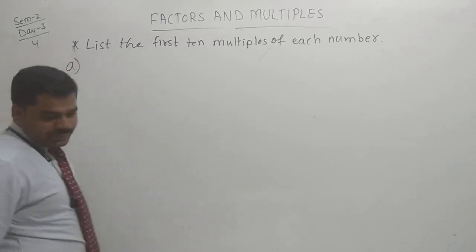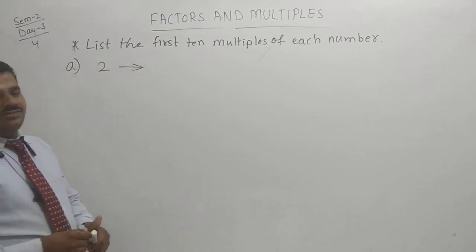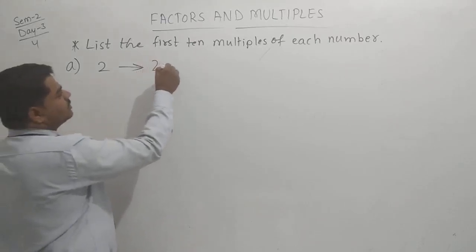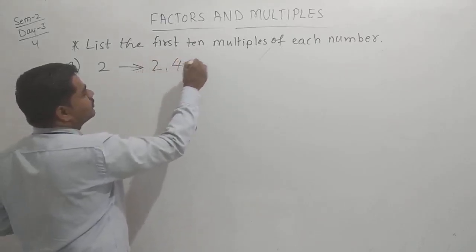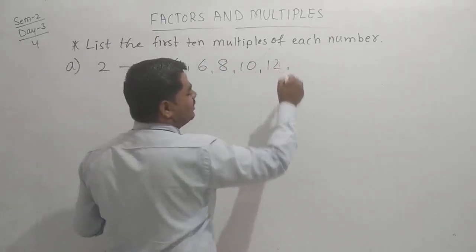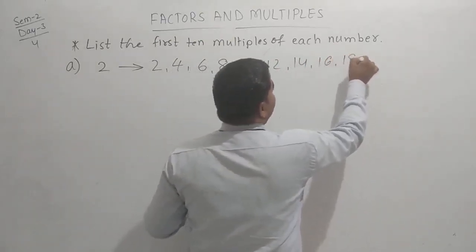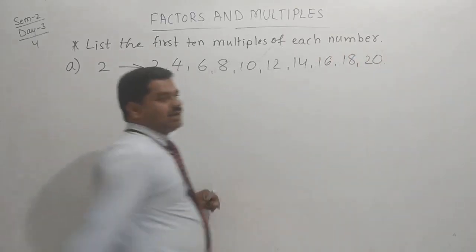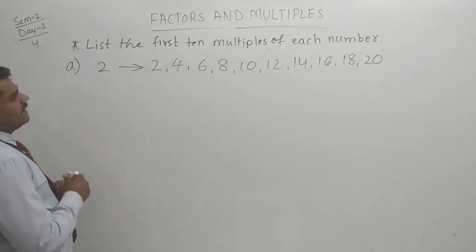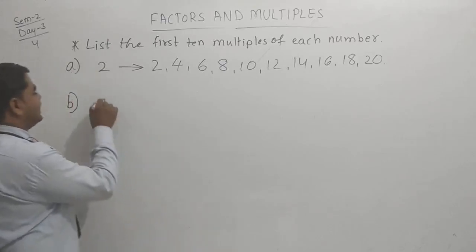In that, A is 2. Very simple. We are learning this from LKG. 2 ones are 2, 2 twos are 4, 2 threes are 6, 2 fours are 8, 2 fives are 10, 2 sixes are 12, 2 sevens are 14, 2 eights are 16, 2 nines are 18, 2 tens are 20. These are the first 10. Clear? Next question is list the first 10 multiples of 90.